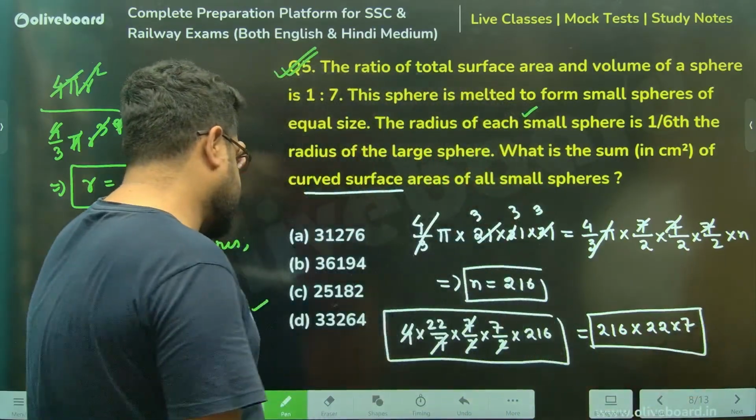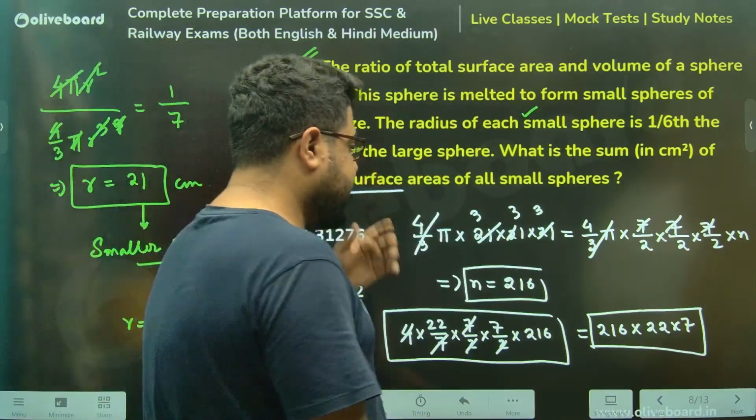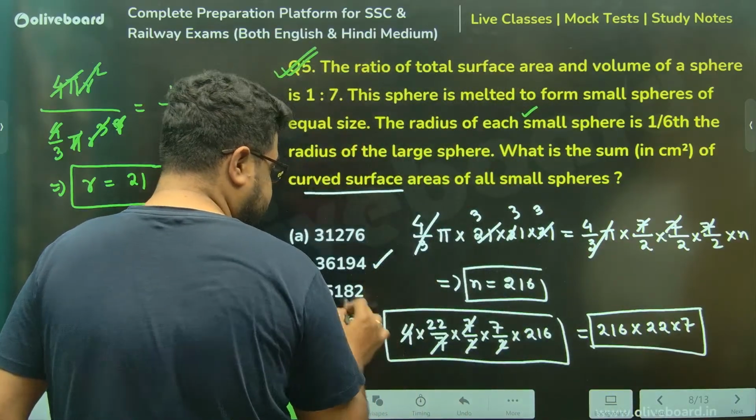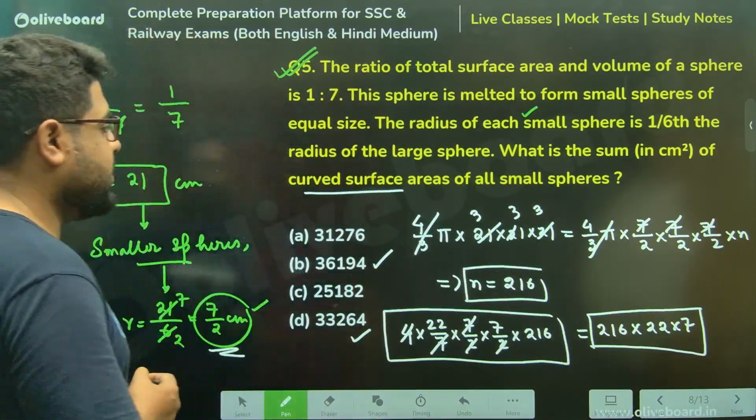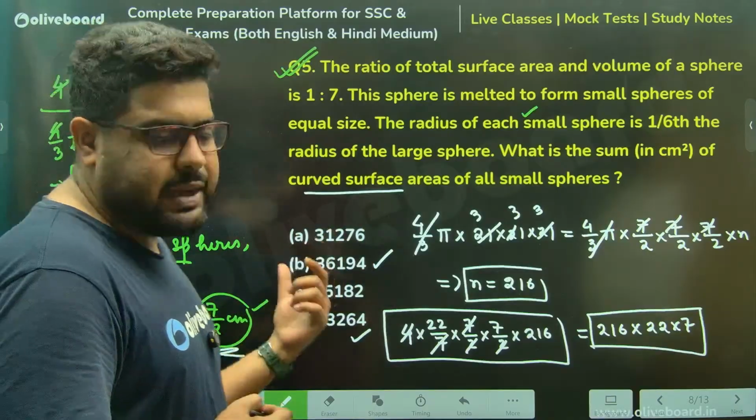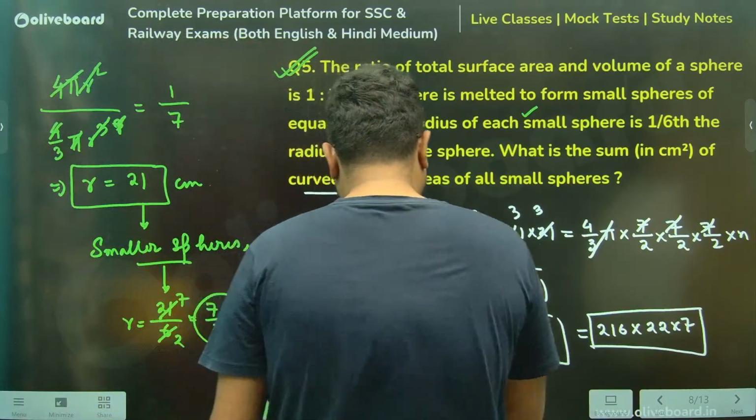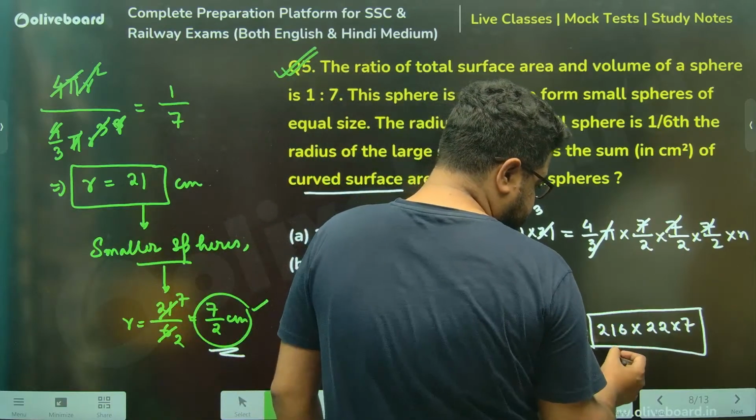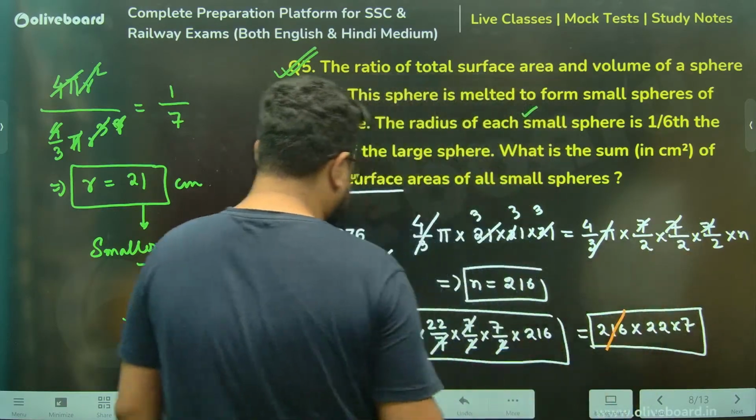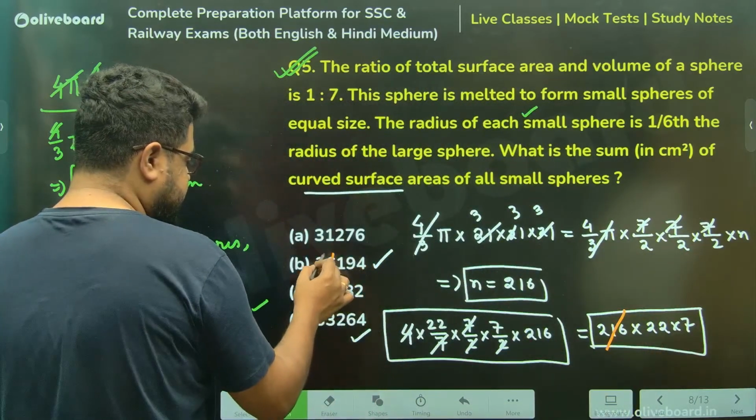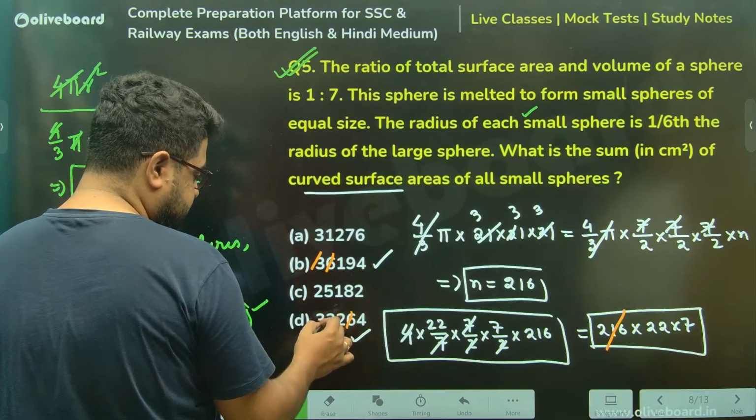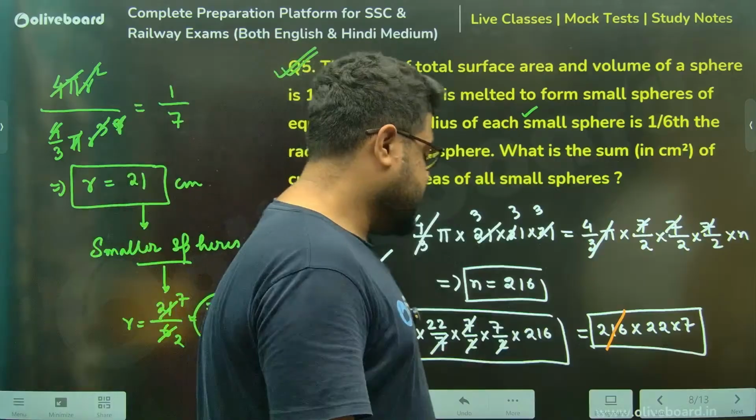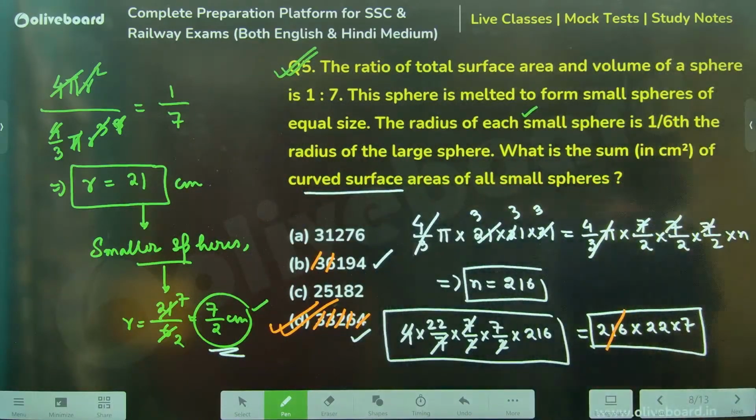Check the options. 7 2s are 14, 4 6s are 24, so the unit digit is 4. Option B or D? I cannot tell yet, so you can use the unit digit or the digital sum if you don't want to multiply. Let's use that. The digital sum comes to 9, so option number D is your answer.